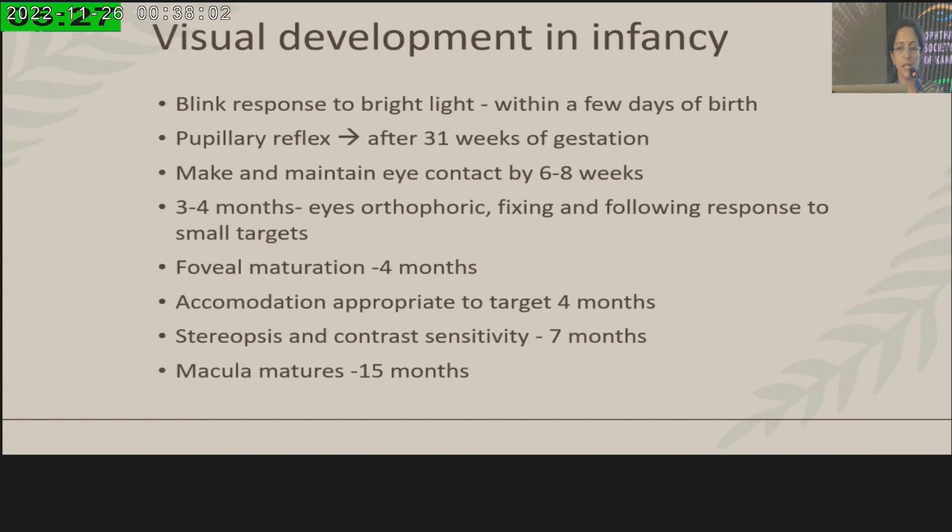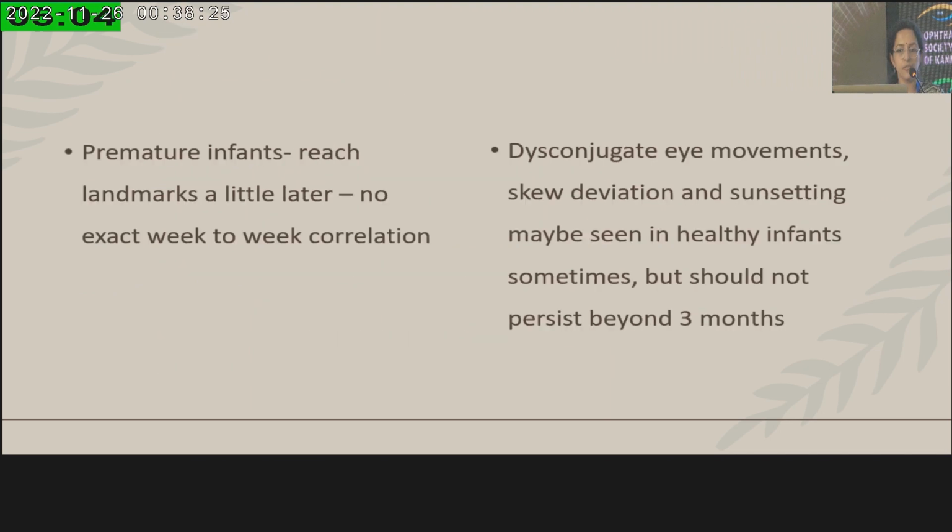Blink response to bright light can be elicited within a few days of birth. Pupillary reflex can be elicited as early as 31 weeks of gestation. The child should be able to make and maintain eye contact by 6 to 8 weeks. In 3 or 4 months, the eye should be orthophoric. Foveal maturation and accommodation appropriate to target should be seen by 4 months, and macula maturation is expected in 15 months.